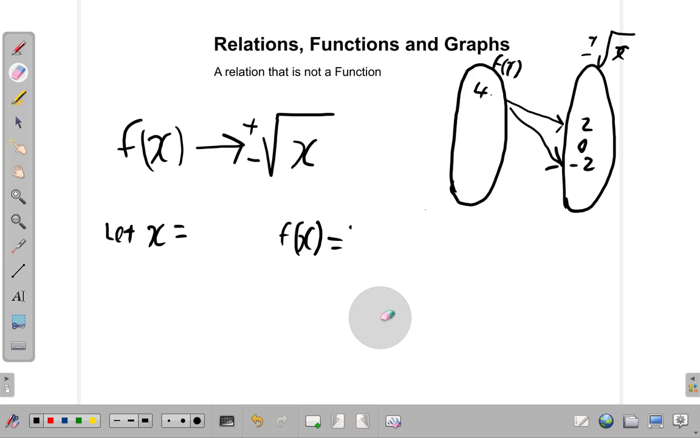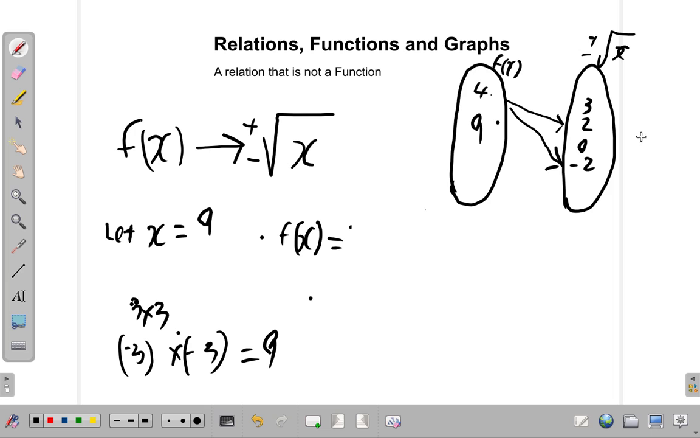Suppose I want my x to be 9. Which number multiplies itself to give 9? You know that 3 times 3 gives 9. So when I have 9 here, 3 is one of these numbers. But then negative 3 multiplied by negative 3 also gives 9. So I could put a negative 3 down here, and 9 will map to 3, 9 will map onto negative 3. So again, you have a one-to-many mapping. One person had voted for 2 candidates, and that's illegal.